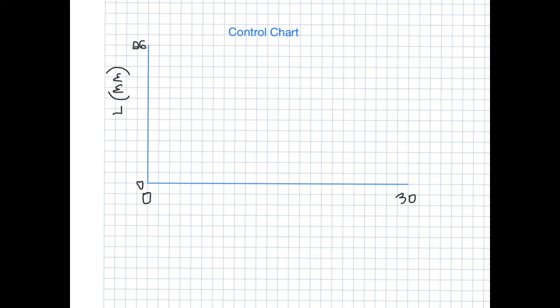And I'm then going to plot every point in order. So I'm going to do 1, 2, 3, 4, all the way to 30. And I believe my first one was 16, so that would be maybe around here. And then I had different ones going through. Eventually I get the 26. And I'm just simply plotting my points.